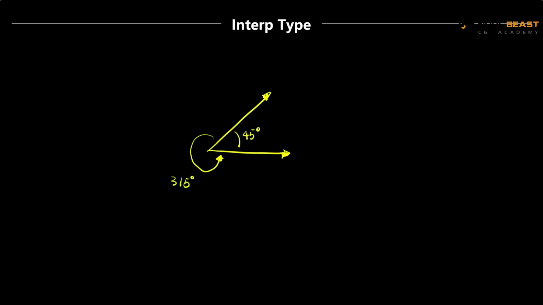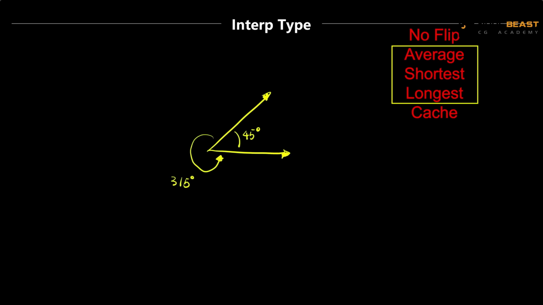This is where these Interp type attributes come in. So its corresponding attributes: no flip, average, shortest, longest, cache. The ones we'll see most often are actually these middle three: average, shortest, and longest. Let's talk about them one by one. Average is Maya's default option. If we still remember constraints themselves, when there are multiple driver objects, Maya automatically assigns a weight value to each driver object. Based on this weight value, it will do a weighted distribution for the angle to get the final corresponding angle for the driven object.